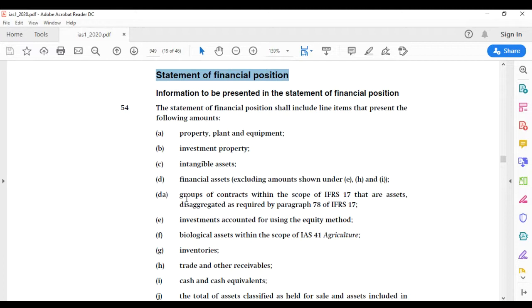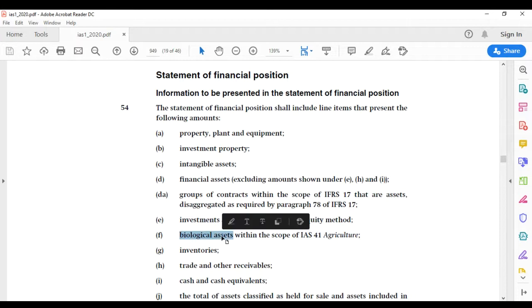The next two you don't need to worry about now. That deals with group structures again. DA deals with group structures. The next one deals with equity accounting. So that all has to do with more advanced group structures.